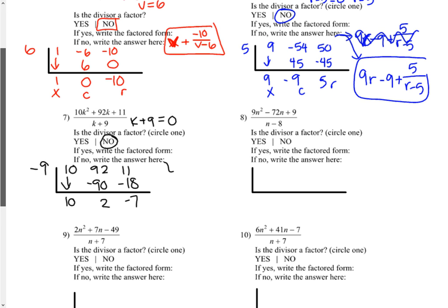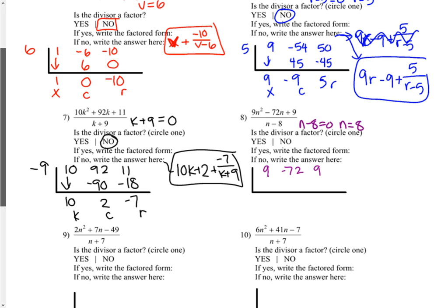So we write our answer, our remainder, our constant, and our k. So I have 10k plus 2 plus -7 over what we divided by, so k plus 9. Number 8, bring your coefficients down. So I have 9, -72, and 9. Set n minus 8 equal to 0, so n equals 8.